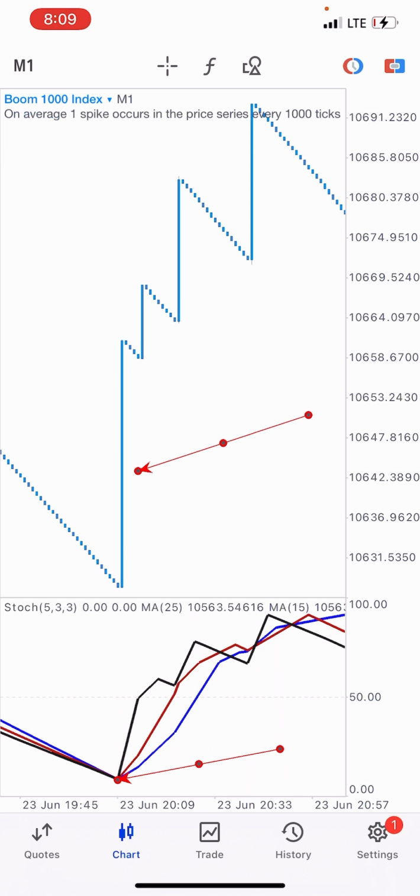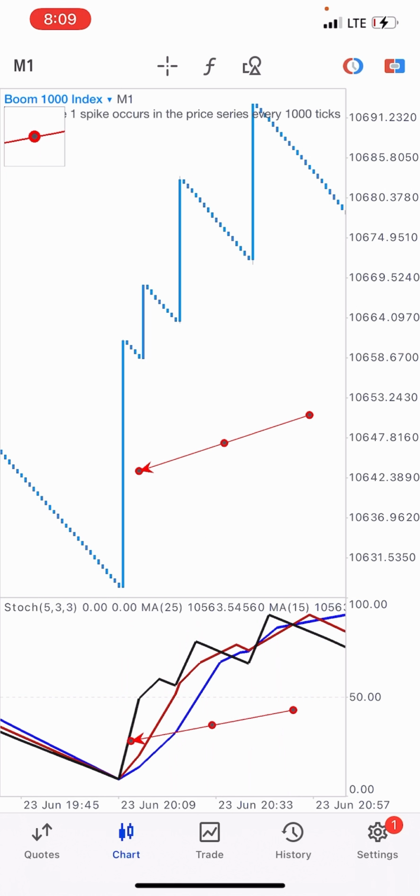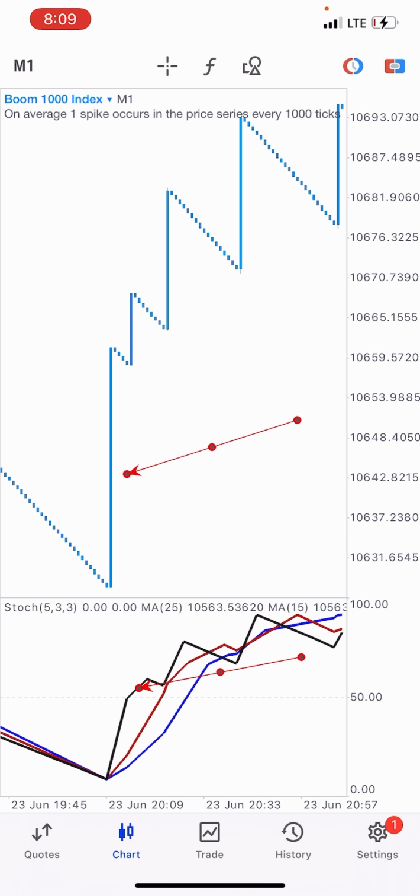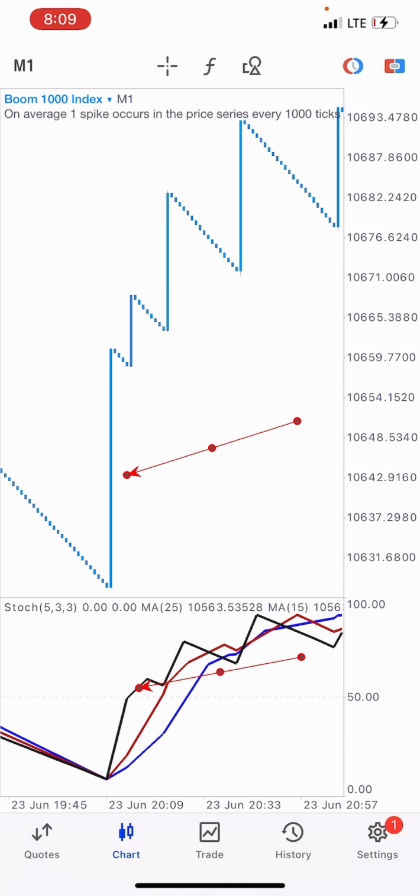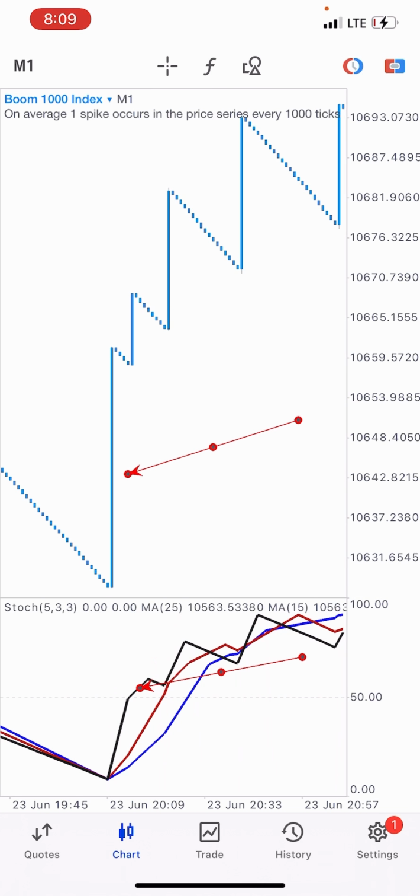After that one spike, you check that this black line is facing to the upside. Then you wait patiently for the red and the blue lines to cross under this black line, facing the same direction, that is to the upside. Then you take a buy, enter, and wait patiently for spikes to come.